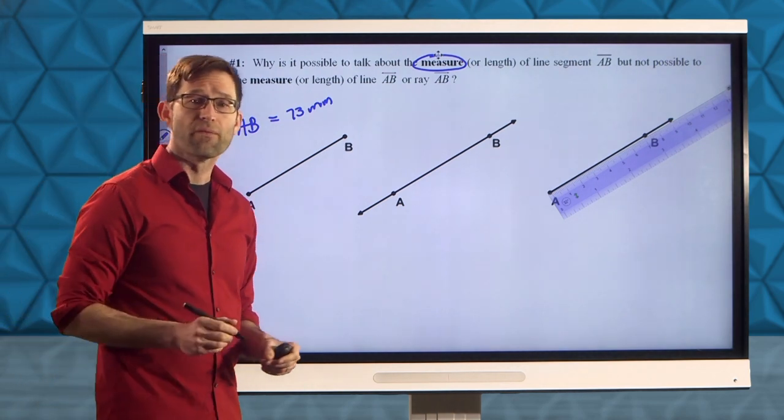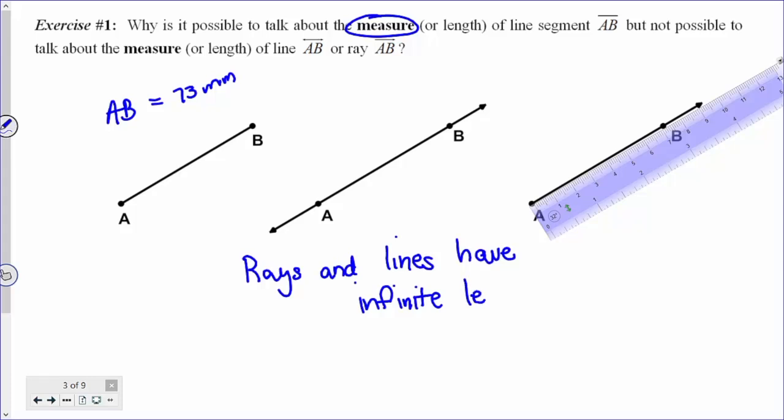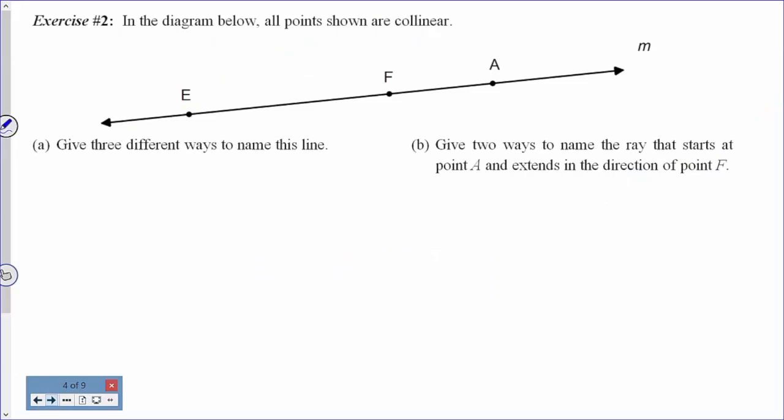You can probably summarize all of this by just simply saying rays and lines have infinite lengths, meaning that those lengths are so large we cannot even assign a number to them. Okay? Let's move on to the second exercise. All right, exercise number 2.